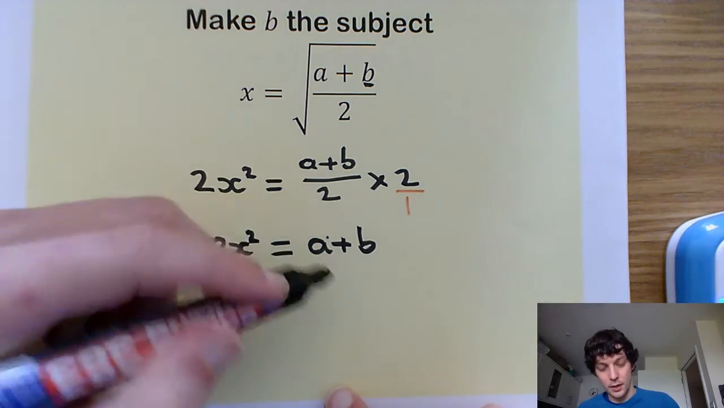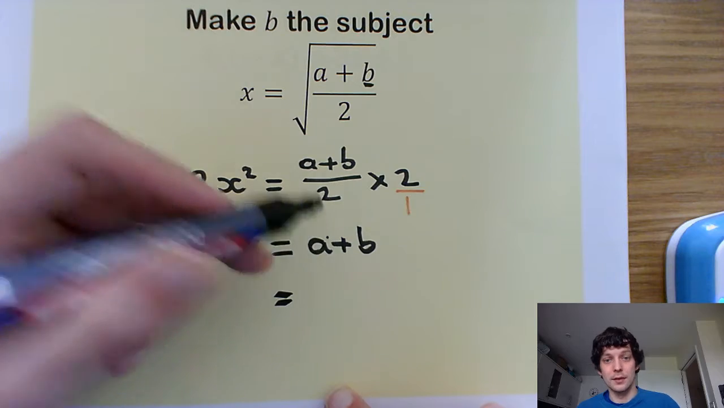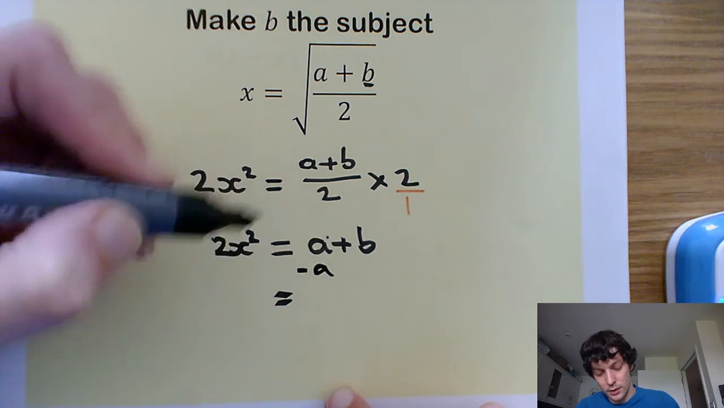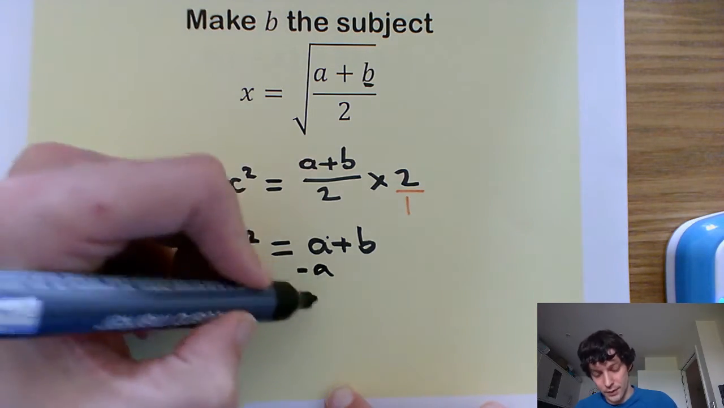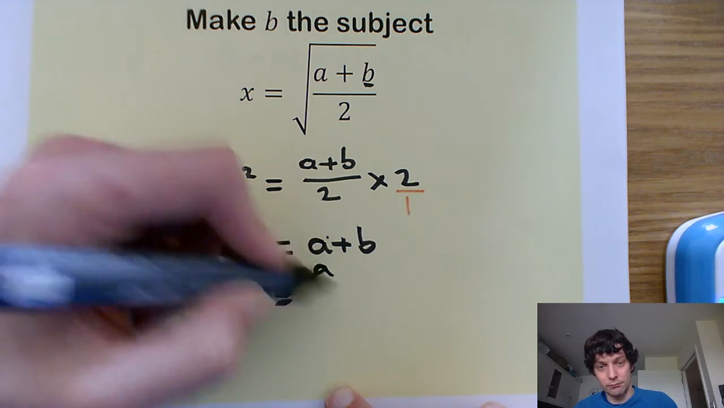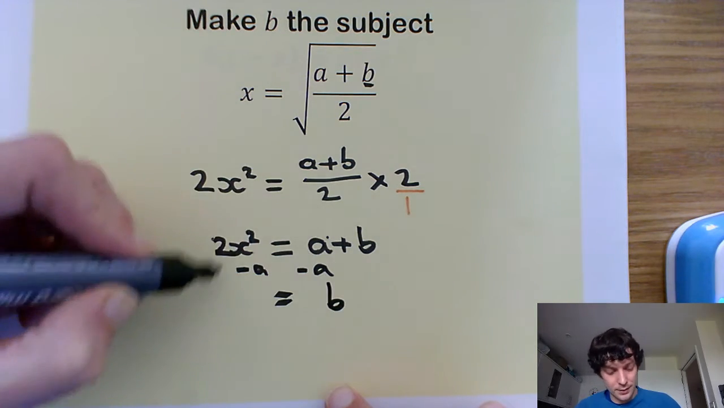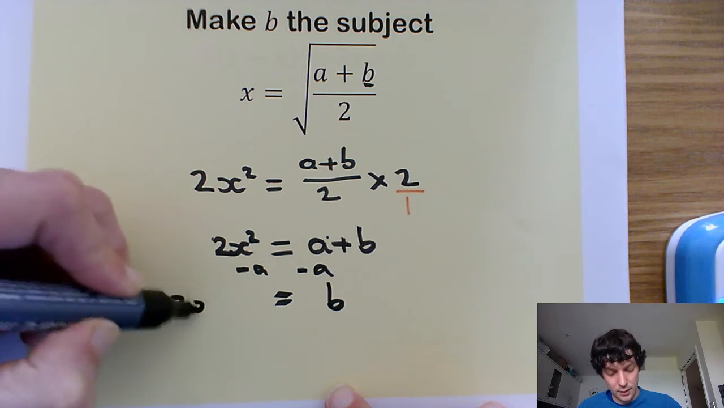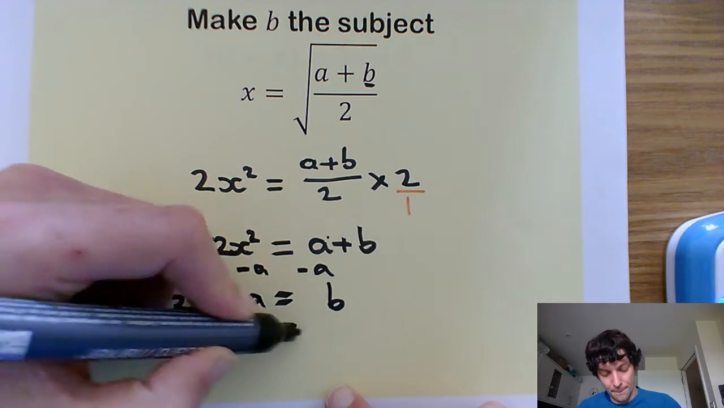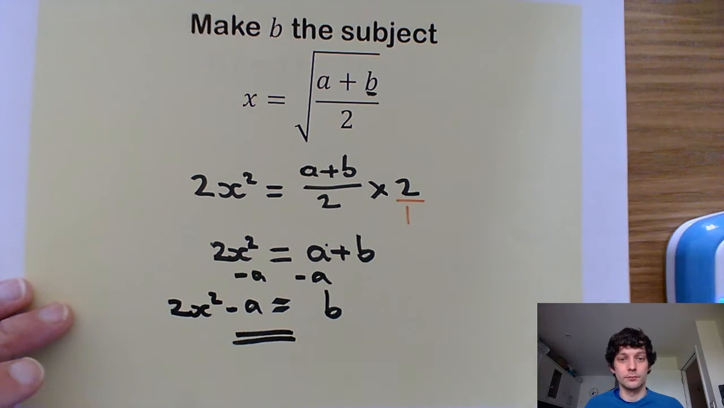Now I want to get b on its own, so I want to get rid of this a. Well, I'm adding that a at the moment, so I need to take away a from both sides. So a minus a gets rid of the a. I just have b on that side, and on my left hand side, 2x squared minus a.